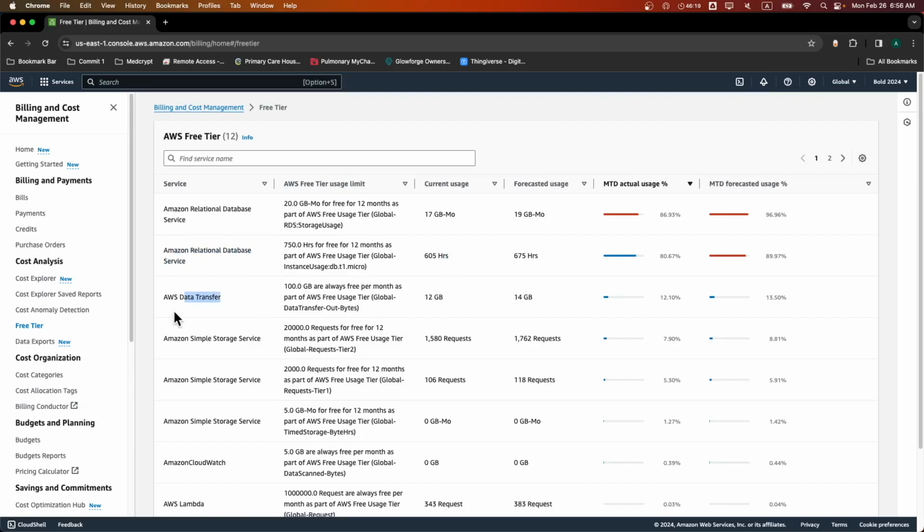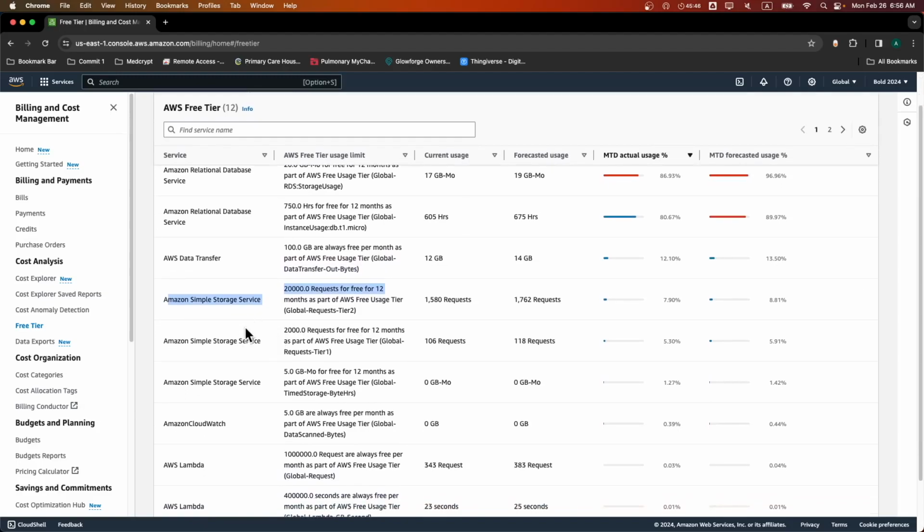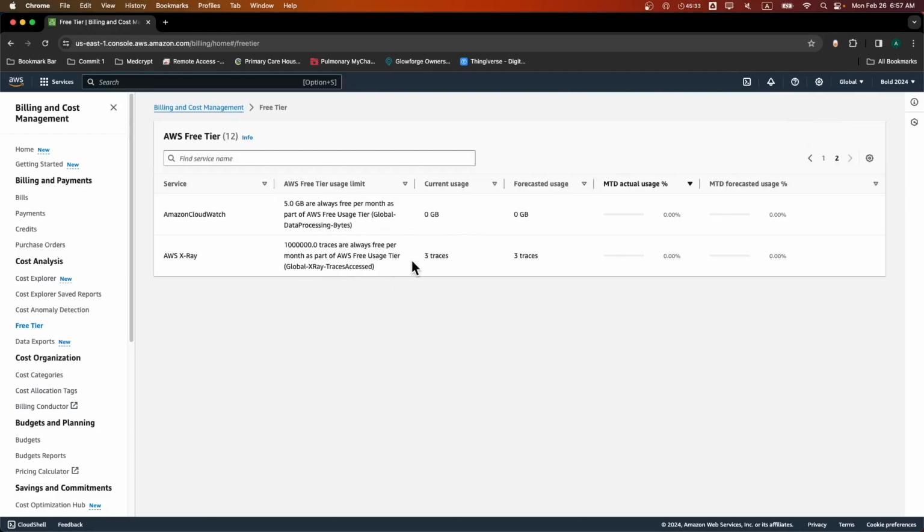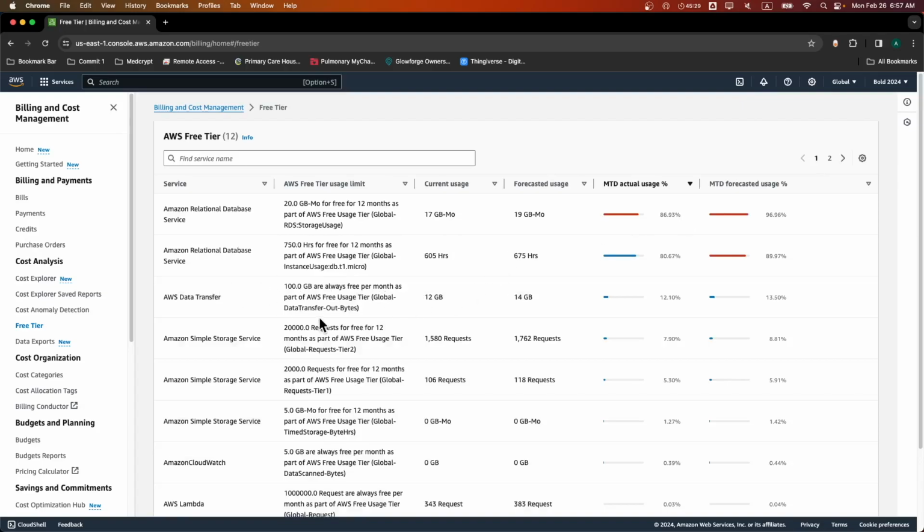For data transfer, you need to understand that the terminology is used for many things. Right now AWS free usage, so that AWS transfer is free, but it depends if you are trying to access different services and do the data transfer from there. So this is the global data transfer out bytes. The other ones, the S3 requests, are within the range. Every service I have shows that I am within the range, but still I'm getting charges on the free tier.